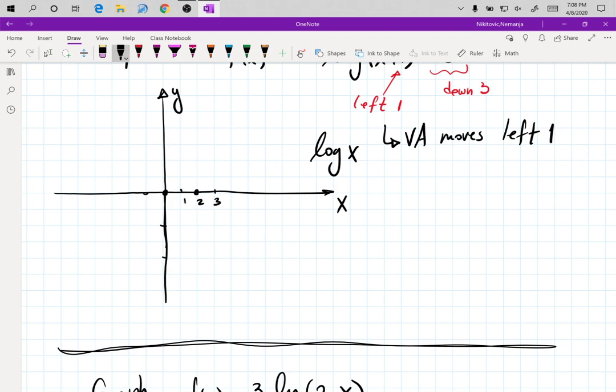1, 2, 3. -1, -2, -3. -1, -2, -3, -4, -5, dot, dot, dot. And we have all the numbers above. Now, my original function, I'll draw that dashed now. And that's ln x. We are supposed to go one left, and that will make a new asymptote.